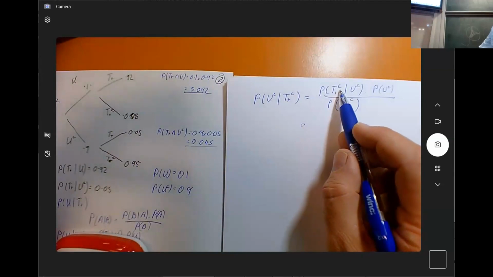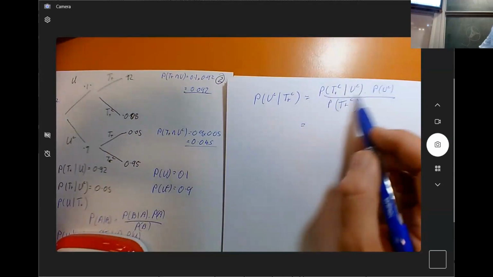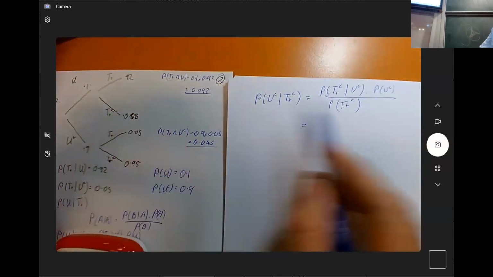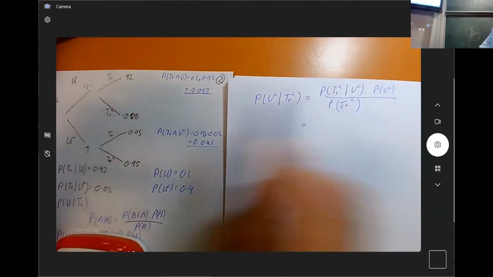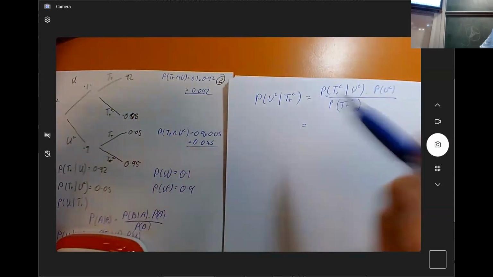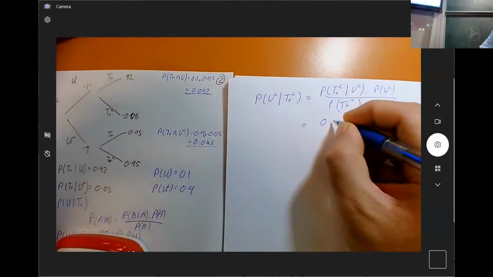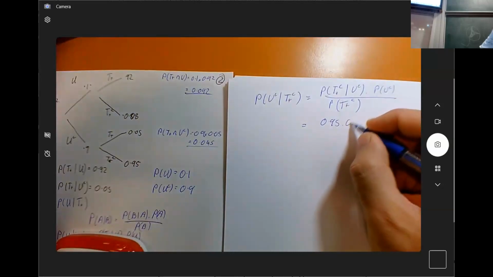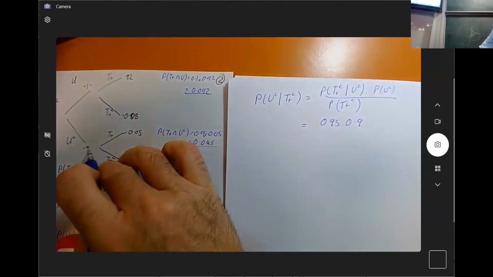So this I'm going to have to get from the diagram. It says we're under the branch that says not using, and we're going to go testing negative. So this number is 0.95. Probability of not using 0.9. That's from the diagram.